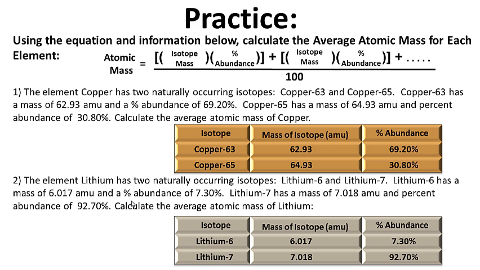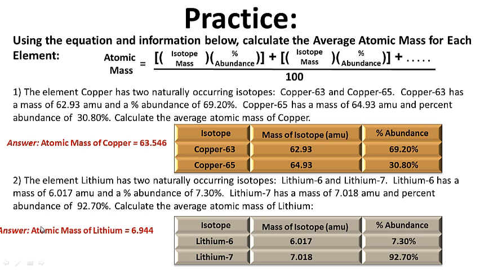All right, let's see how you did. The average atomic mass of copper is 63.546, which should be the same average atomic mass seen on your periodic table. Let's look at lithium now. Hopefully you got an average atomic mass of lithium as 6.944, which should be the same number lithium has on the periodic table. All right, so hopefully you got those right.